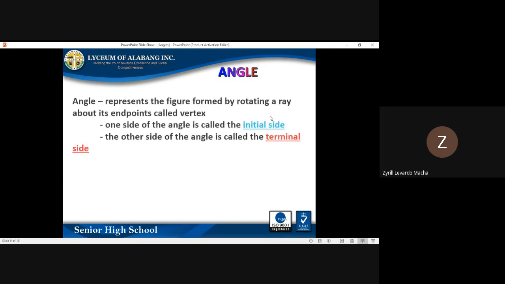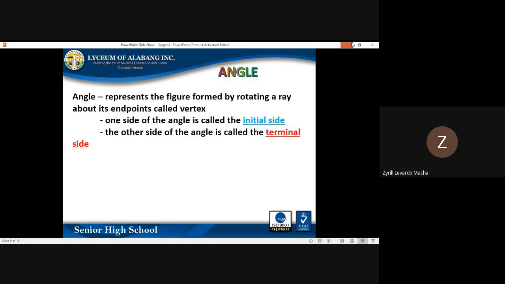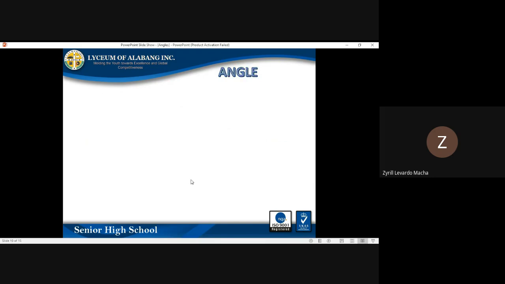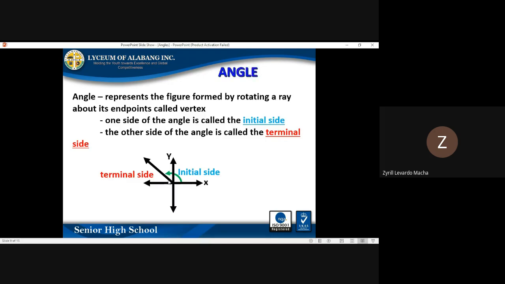So angle. When we say angle, it represents the figure formed by rotating a ray about its endpoint called the vertex. One side of the angle is called the initial side, and the other side of the angle is called the terminal side. So I have a representation here. This one is the initial side, and the other one is the terminal side. Ayan, ito yung ating initial side. Ito naman sa kabila yung ating terminal.